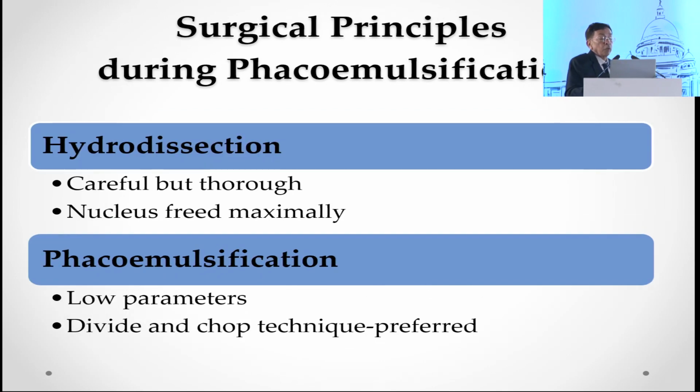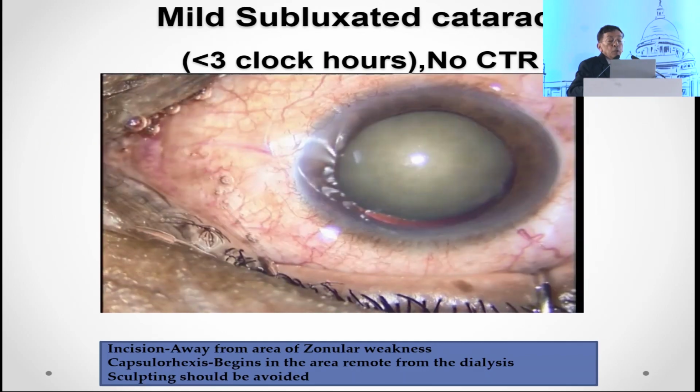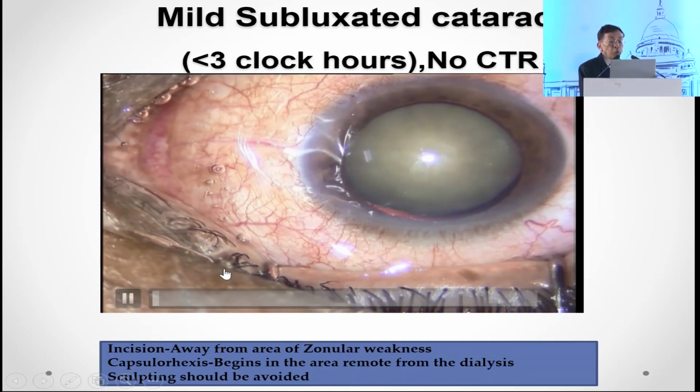Hydrodissection should be careful, the nucleus freed maximally, parameters should be low, and the divide and chop technique is preferred. Cortical viscodissection reduces the stress on the zonules. Manual aspiration is preferred sometimes. The aim is to achieve IOL centration and long-term stability.